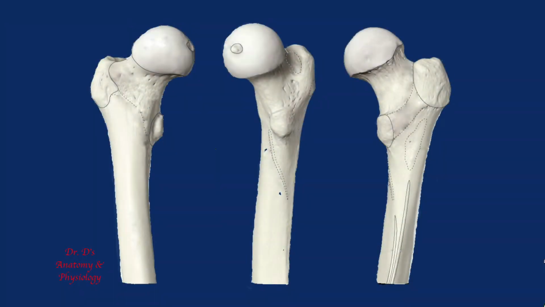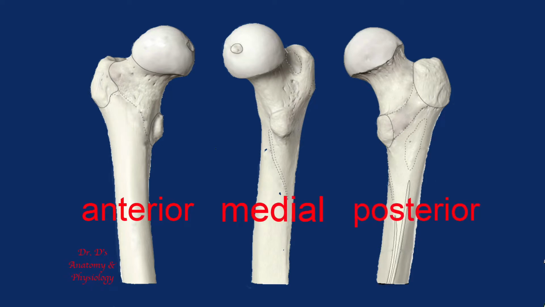Here are three different views of the proximal end of the bone. On the left, you have an anterior view, a medial view is in the middle, and on the right, you have a posterior view.